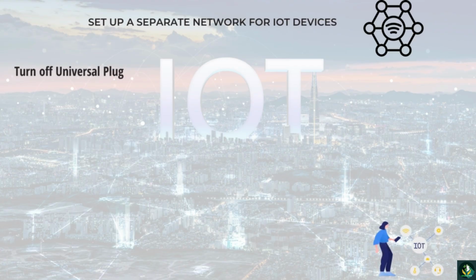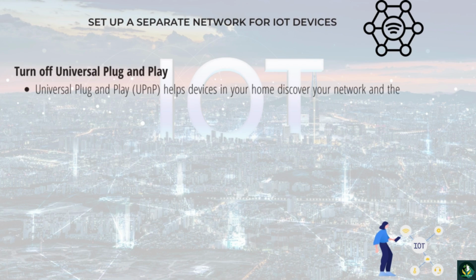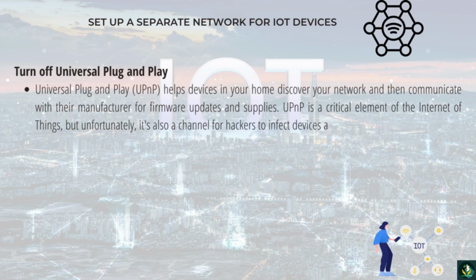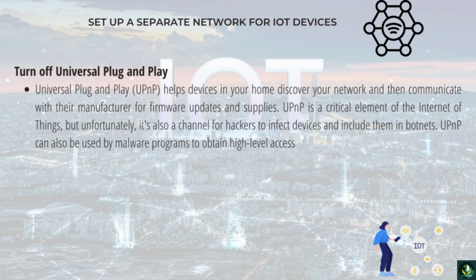Turn off Universal Plug-and-Play. Universal Plug-and-Play, UPnP, helps devices in your home discover your network and then communicate with their manufacturer for firmware updates and supplies. UPnP is a critical element of the Internet of Things, but unfortunately it's also a channel for hackers to infect devices and include them in botnets. UPnP can also be used by malware programs to obtain high-level access to your router's security settings.